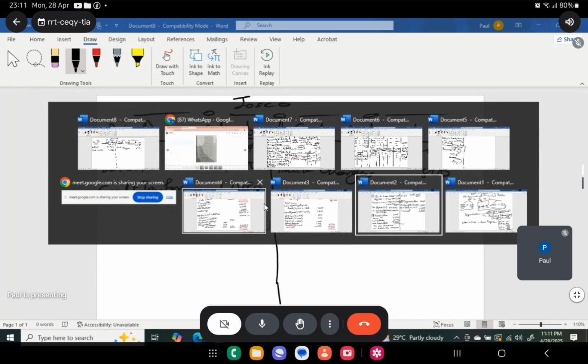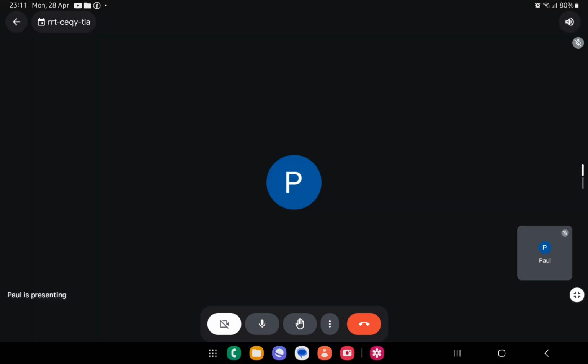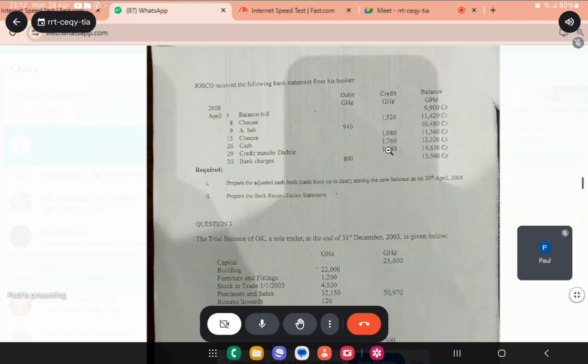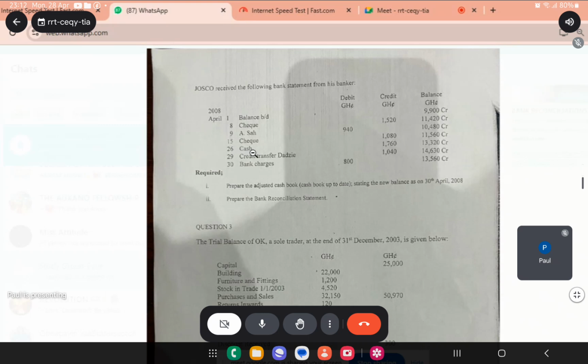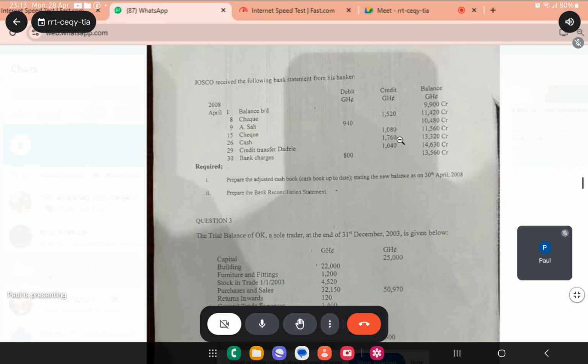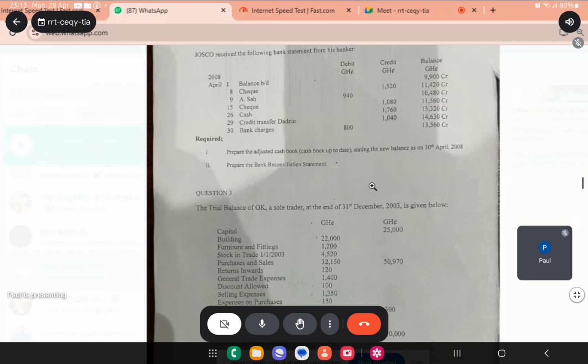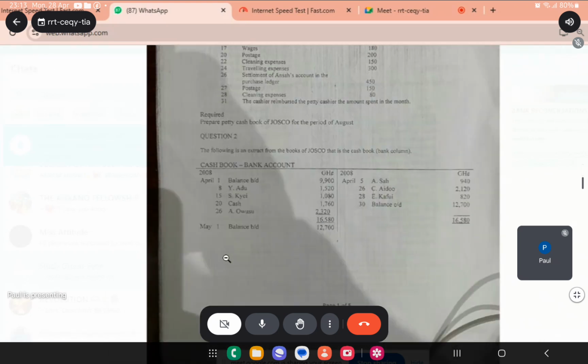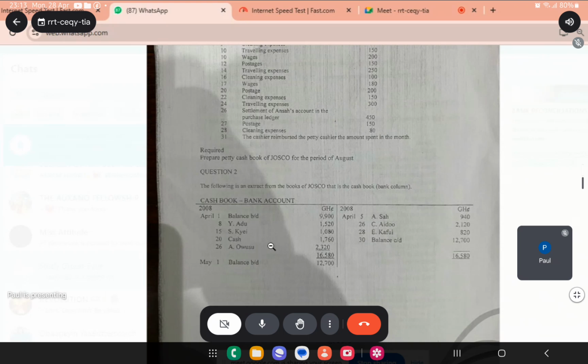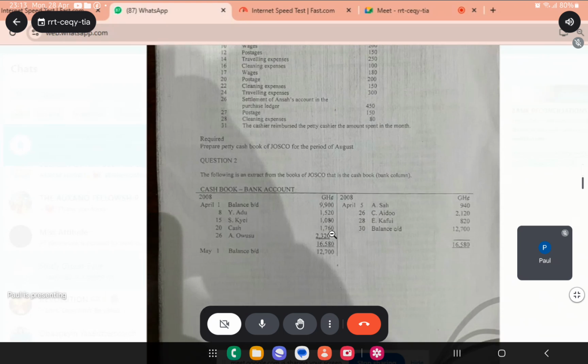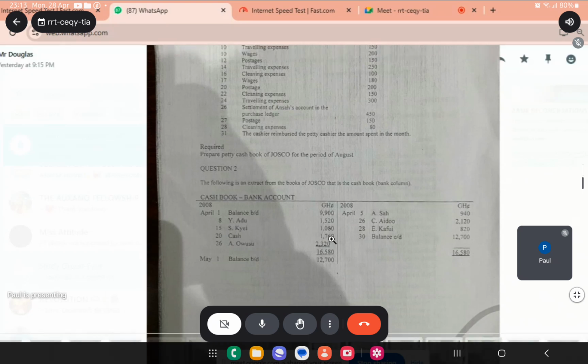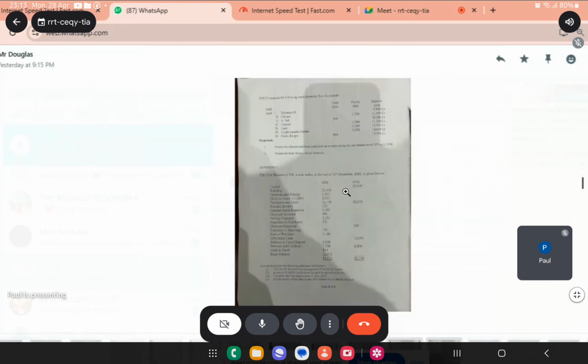Now I have it here. So now you see on the 26th, there is cash, credits. You see the transaction on the 26th, cash 1,760, and it's on the credit. So when we go to the debit of the cash book, we should see that transaction. Cash 1,760. Please, have you seen it? Yes. Good.